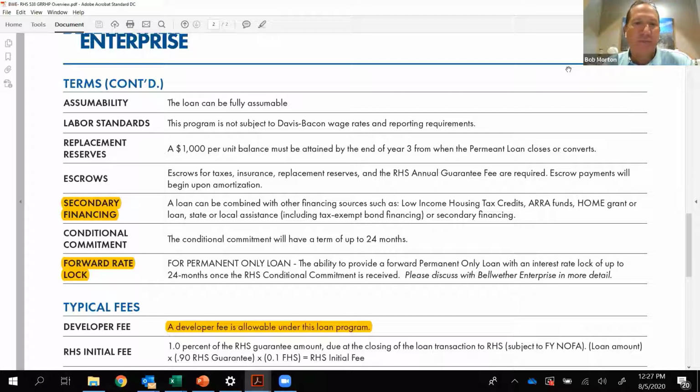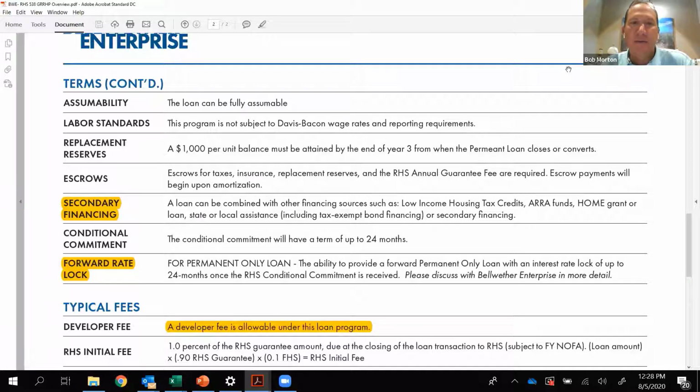At times there are some HOME funds that can be obtained, or some other sources of state or local grants that you can put into the mix. Obviously that's state by state and community by community. But it is possible that you can obtain a 538 loan to do the renovations you're looking to do.